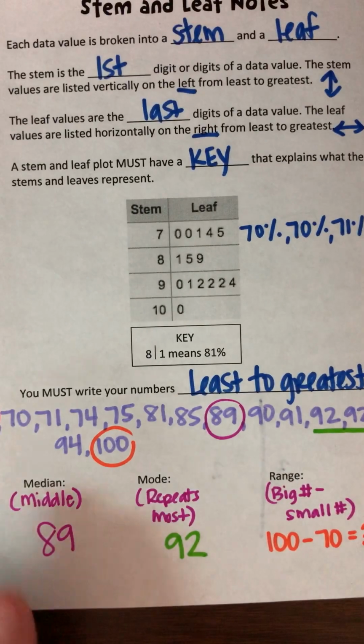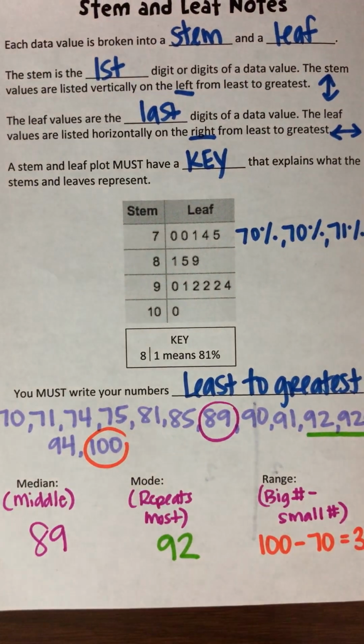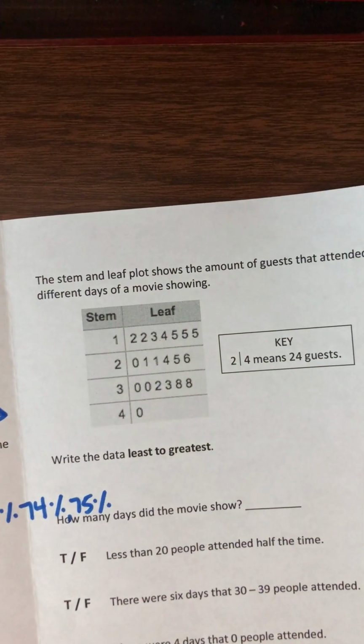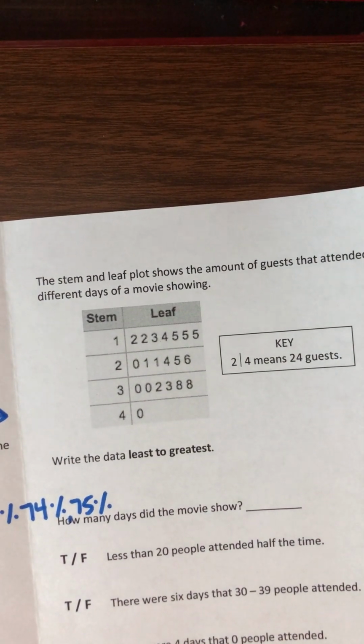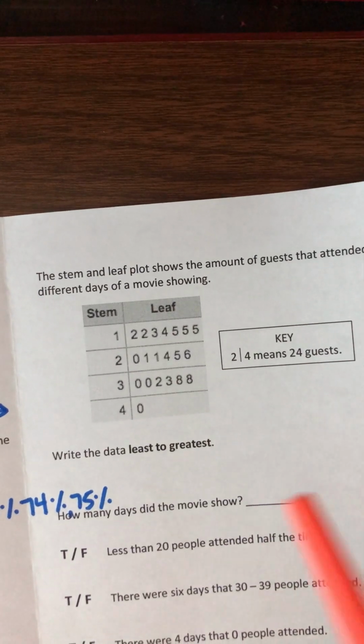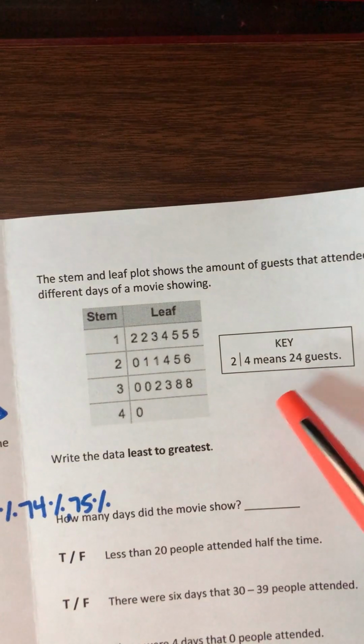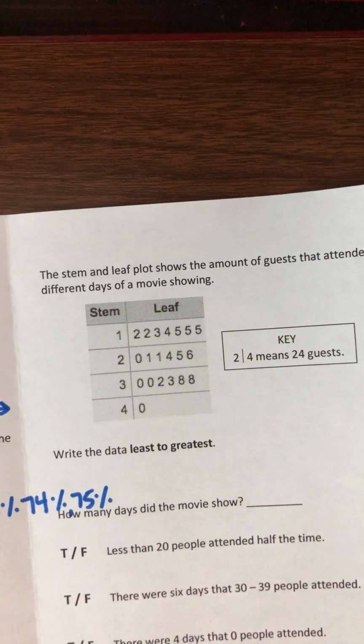Okay, so that's median, mode, and range. Now we're going to move on and look at the stem and leaf plot, which shows the amount of guests that attended on different days of a movie showing. You can see that 2|4 means 24 guests.